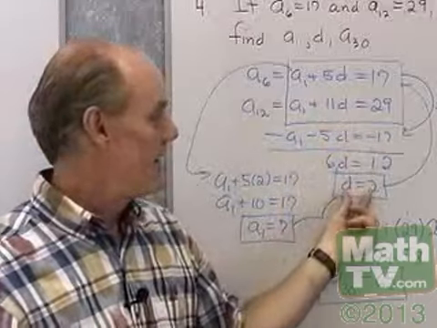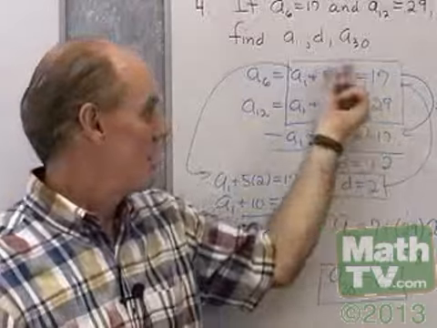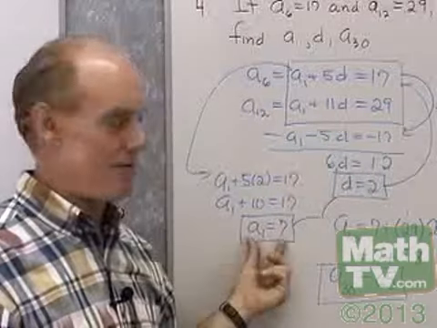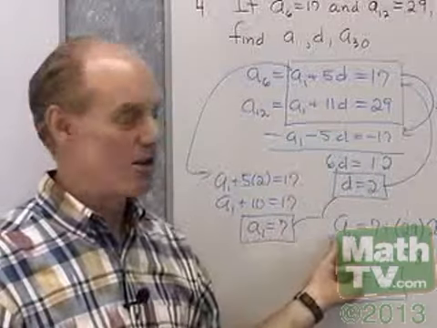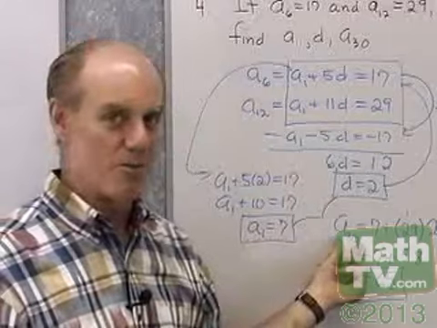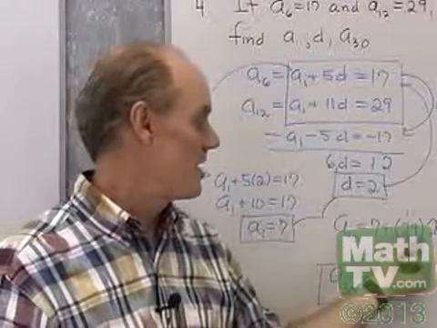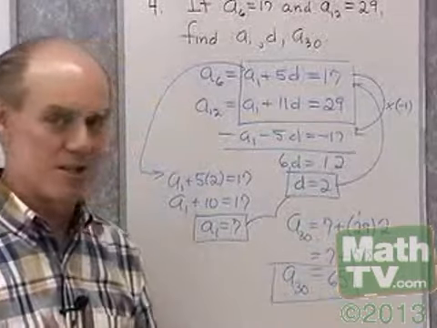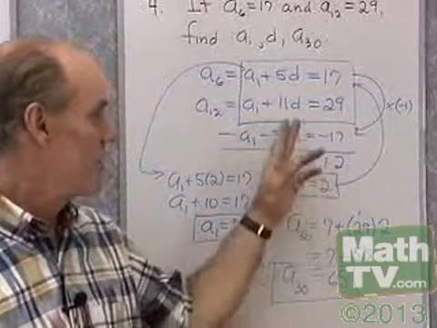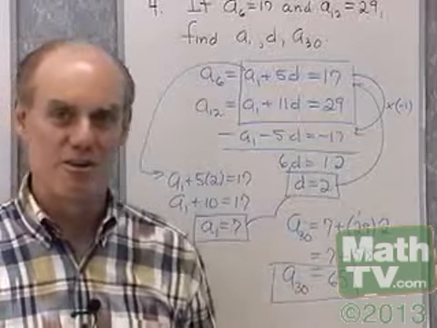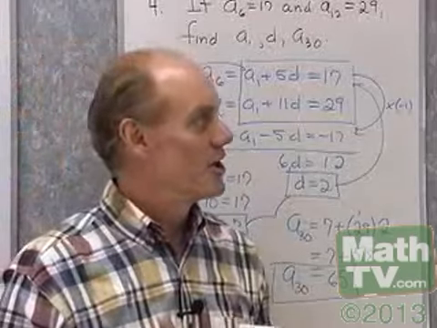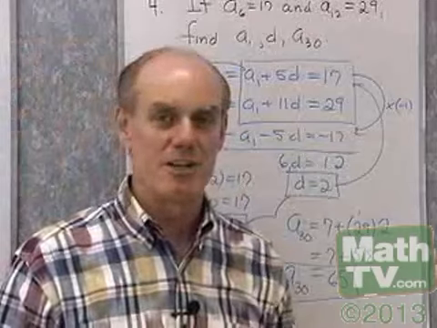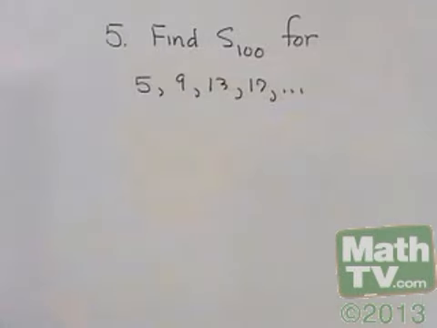I solve that, and I end up with D equal 2. Substitute back in, A1 is 7. That means I can find any term. In this case, the 30th term in particular is the first term plus 29 times 2. I multiply all that out, I get A sub 30 is equal to 65. So kind of a neat problem because we get to review systems of linear equations in two variables. Let's go to the next problem, which involves finding the sum of an arithmetic sequence.